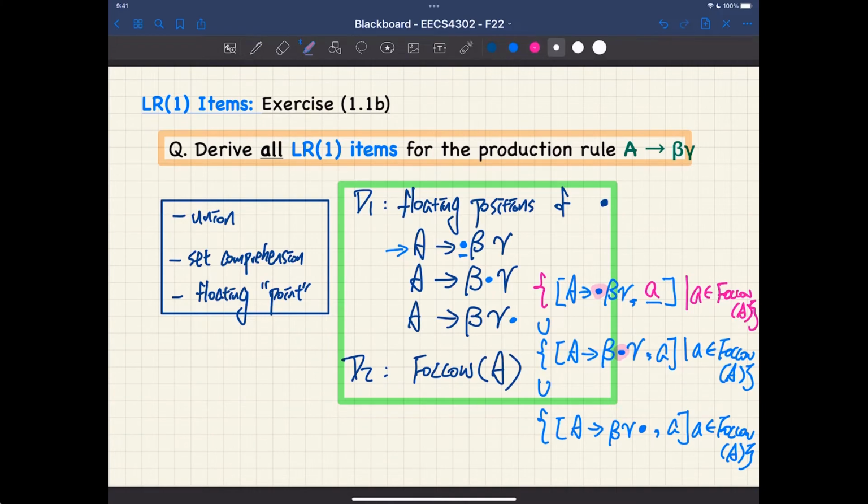This will be the ultimate answer. For any production rule that you have over here, you basically have to figure out all the possible floating points and then combine that with every possible look-ahead symbol and work out a set. That's an abstract example here. We're going to do a concrete one, and then we are done for today. Any question up to now? Okay.